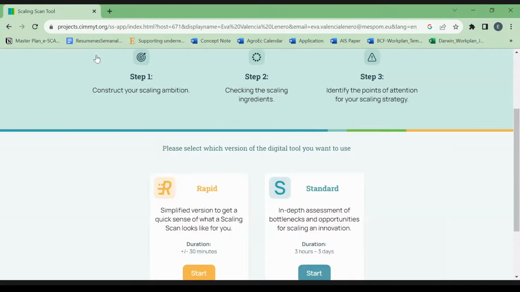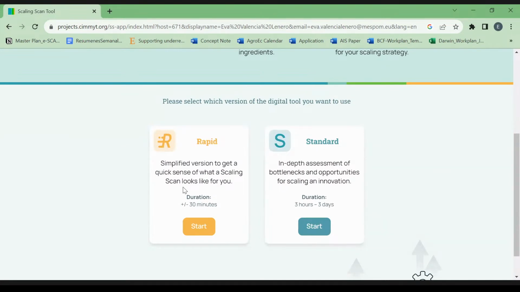The rapid Scaling Scan lasts for around 30 minutes. It's a quick version so that you analyze the different ingredients, you make your ambition and the steps that you want in your scaling strategy in order to plan the scaling of your innovation. But if you want a more deep analysis, then you can go into the standard scan, which can take from 3 hours to 3 days, depending on the level of depth that you want to take in it.